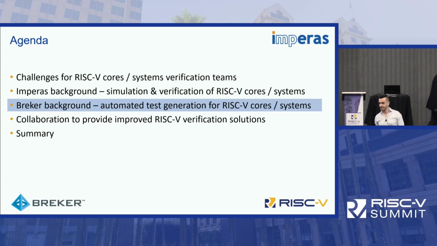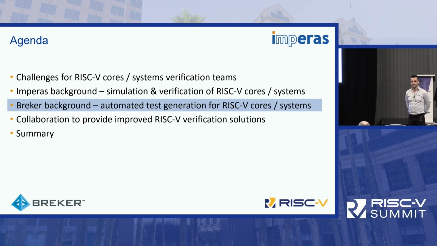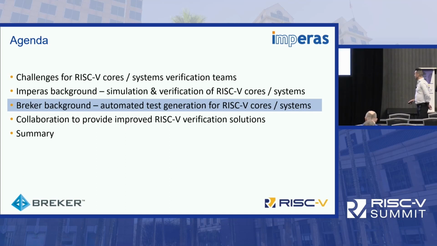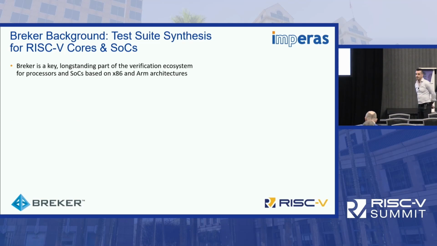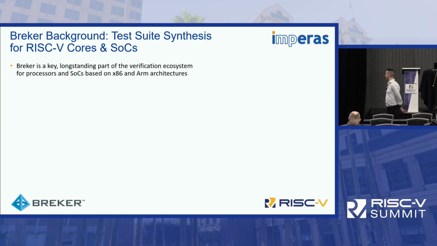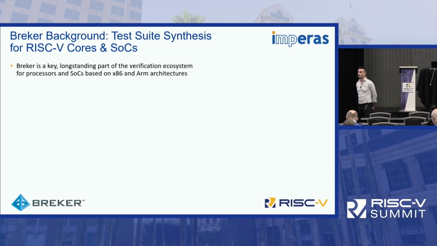So, hello everybody, my name is John, and I will talk to you in the next 10 minutes about Breker, about the collaboration with Imperas, and about what we have achieved and what's possible for the future of verification of RISC-V cores. So Breker has been around for a number of years. What we're known for in the industry is the checking of x86 and ARM-based SoCs. We target more of the integrators, the companies that will take the ARM cores or the x86 cores, and stitch them together to make up a new product.